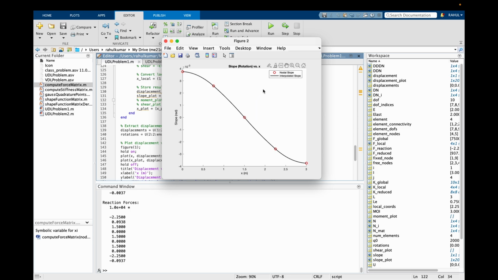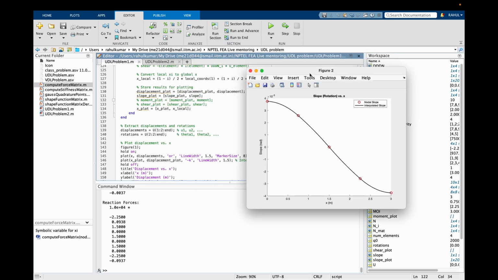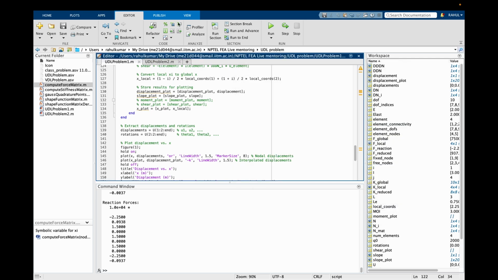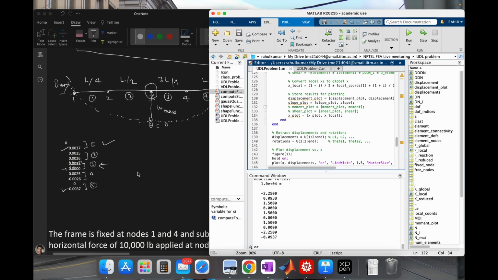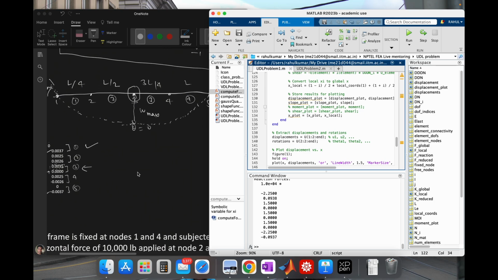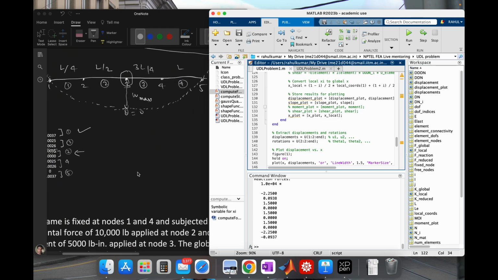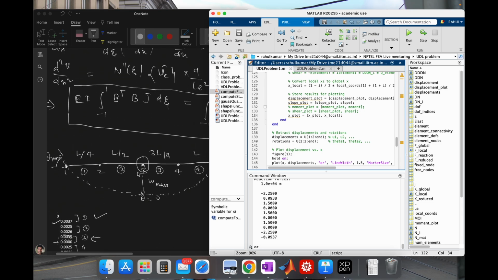So this is all about the solution for one UDL problem. Let's solve this problem. And we will take a 5-minute break, and we will try to discuss this problem.